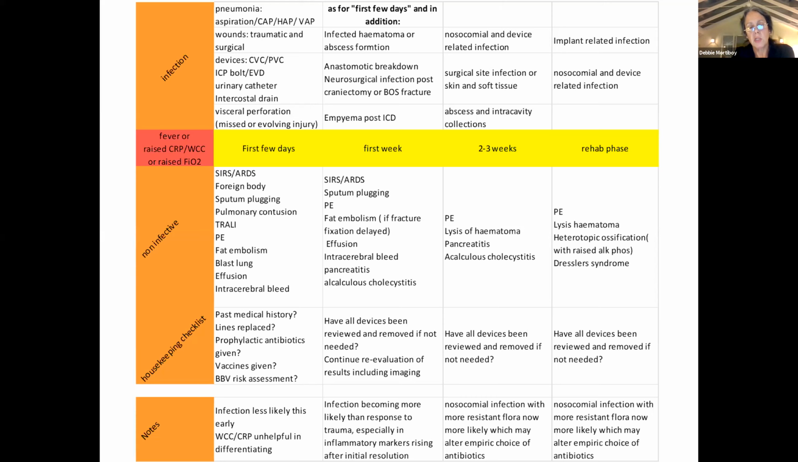The next section down, with the sloping title of Housekeeping Checklist, is a sort of note to self and others about the things we just need to check out. You know, what is the past medical history? Have we got a clear view about really what happened to them? And that takes us back to the PENICAM acronym.